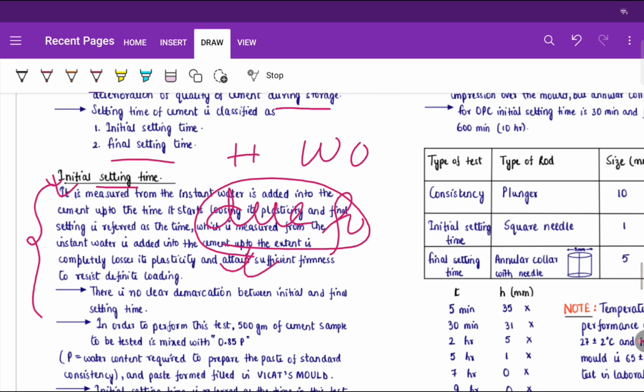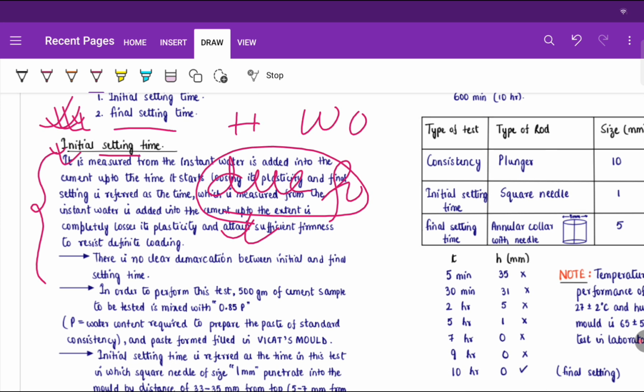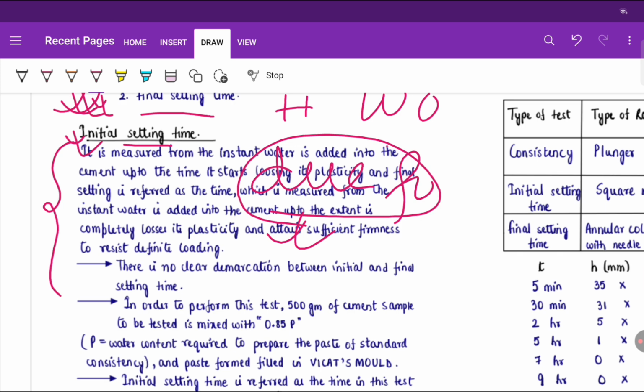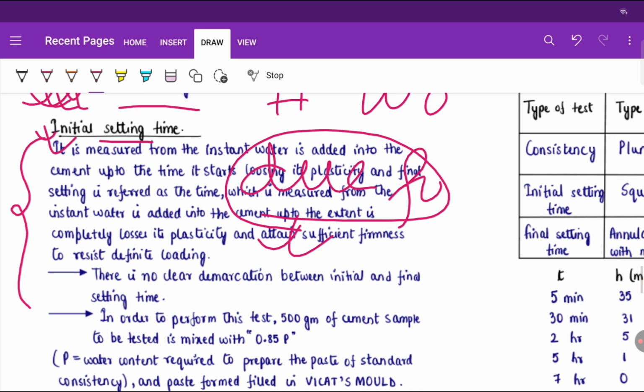Final setting time is the instant at which the water is added till the time the cement has completely lost its plasticity and starts to gain hardening, right? Start to gain hardening or attaining firmness, right? So it will start hardening and will give strength, early strength, initial strength, right?